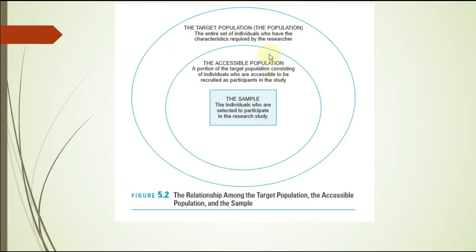And dito, sinasabi lang dito na from the whole population, the entire set of individuals who have the characteristic required by the researcher, doon tayo kukuha ng sample. The accessible population, ibig sabihin ko ano lang yung makuha nating sample na with the same characteristics or accessible lang na makuha natin, yun yung makukuha nating sample. And then, this sample would generalize for the whole population. Okay?